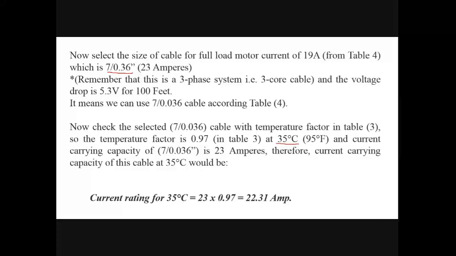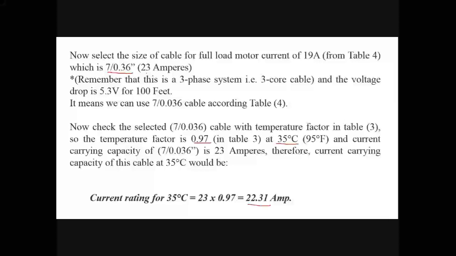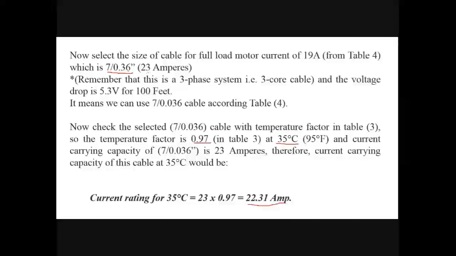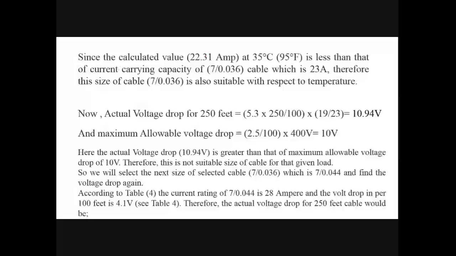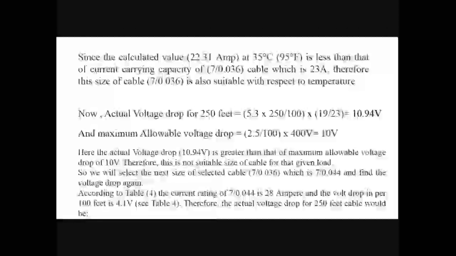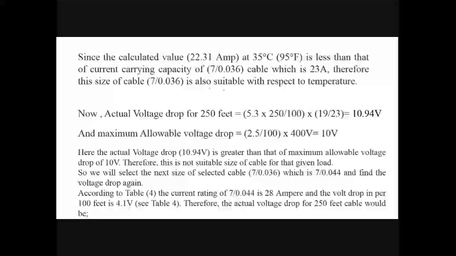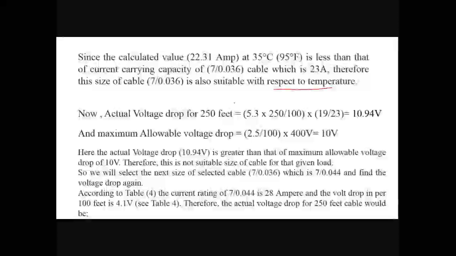And we know that for 35 degrees Celsius the factor is 0.97. So we have to multiply this 0.97 with the maximum current, that is 23. Our value becomes 22.31. This value is less than this value, so that is suitable. So here I have made the conclusion. It is less than the current value, which is 23 ampere. Therefore, the size is also suitable with respect to temperature.